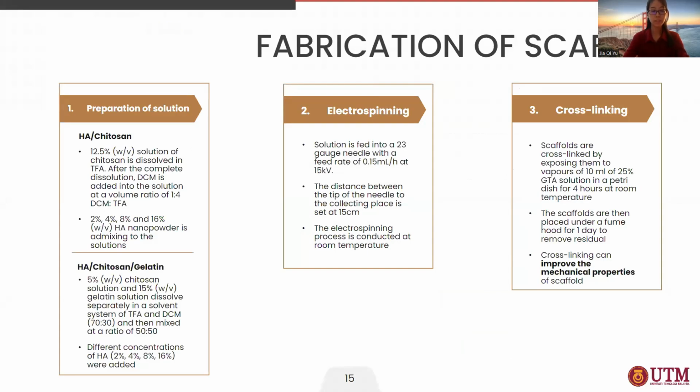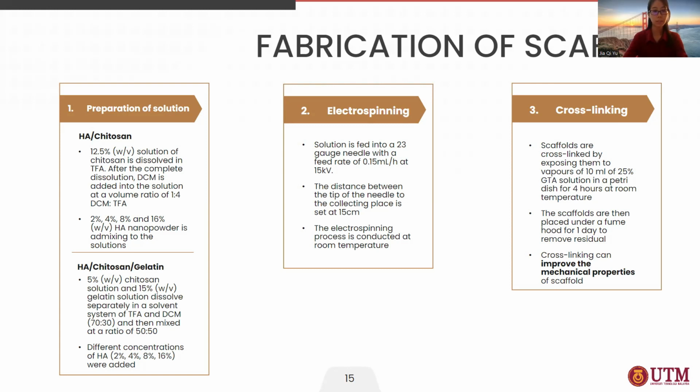There are three main phases in fabricating the scaffold. First is preparation of solution. To prepare the hydroxyapatite chitosan solution, 12.5% solution of chitosan is dissolved in trifluoroacetic acid. After the complete dissolution, dichloromethane is added into the solution at a volume ratio of 1:4. Then, different concentrations of hydroxyapatite are added to the solutions.